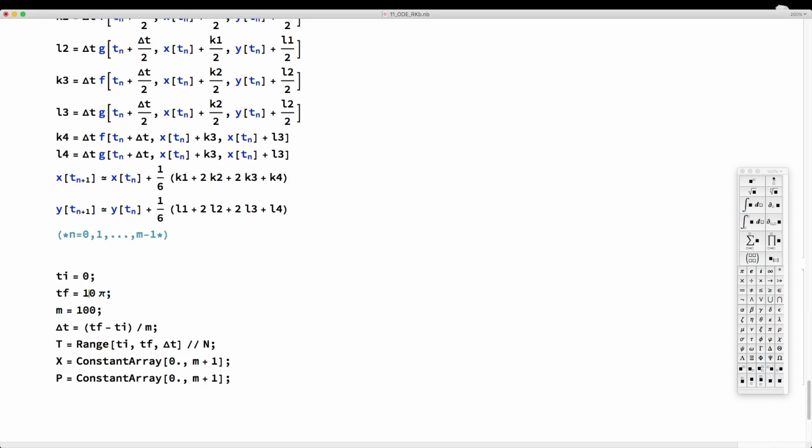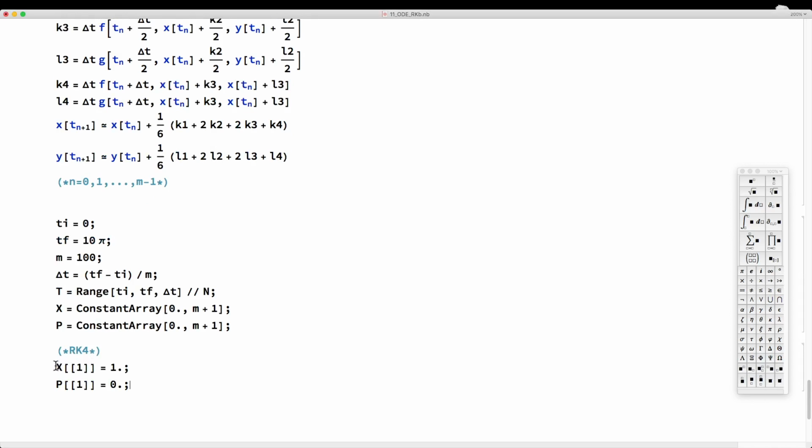with an evolution. Again, same as before, we go from t initial 0 to t final equals 5 periods, or 10π, and let's use 100 time steps. So delta t is t_f minus t_i over the number of time steps. We set up a time grid, we set up a vector for the values of the position, and a vector for the values of p. And now let me just write down the RK4 scheme.